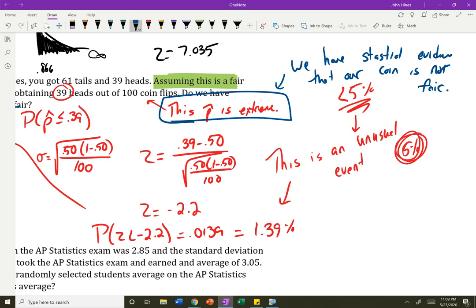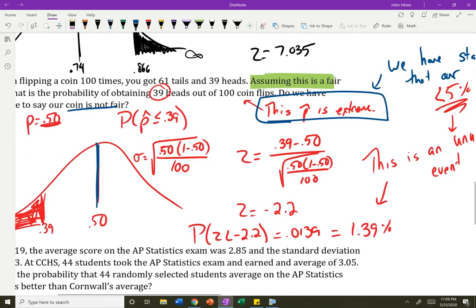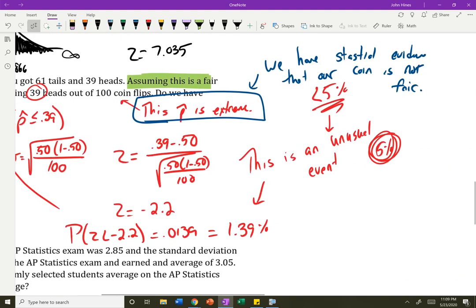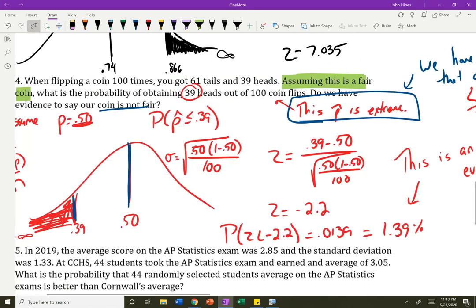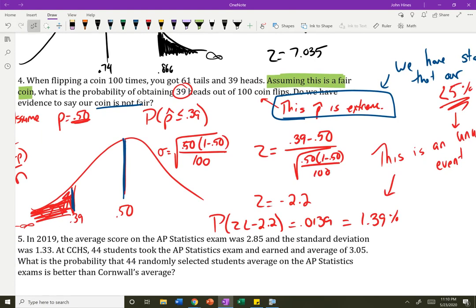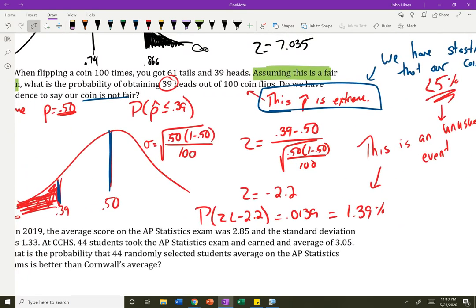Why? Because the probability of getting a sample proportion this extreme or more extreme happens about 1.4% of the time. That's pretty unusual. So I'm going to reject this assumption that I had a fair coin. We have evidence that this p hat is extreme. So it seemed like it could have happened by chance, but I'm going to reject that because it happens less than 5% of the time.